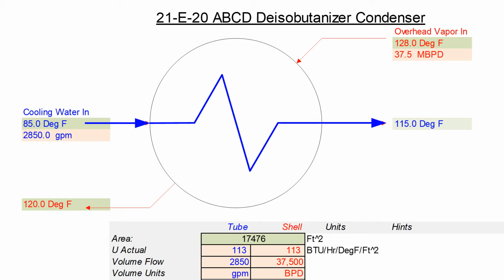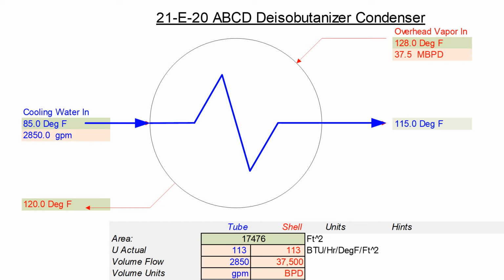It is a DIB overhead condenser, so isobutane is the single component in the overhead stream, which is shown in red here, going through at about 37,500 barrels per day, being cooled from 128 to 120 degrees Fahrenheit, but also condensing. We are using 2,800 gallons per minute of water to cool that stream off, and in the process of doing that, the water heats up from 85 degrees to 115 degrees.